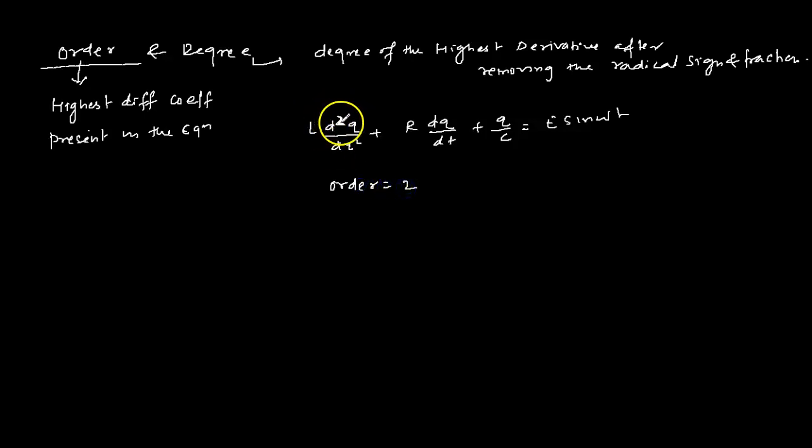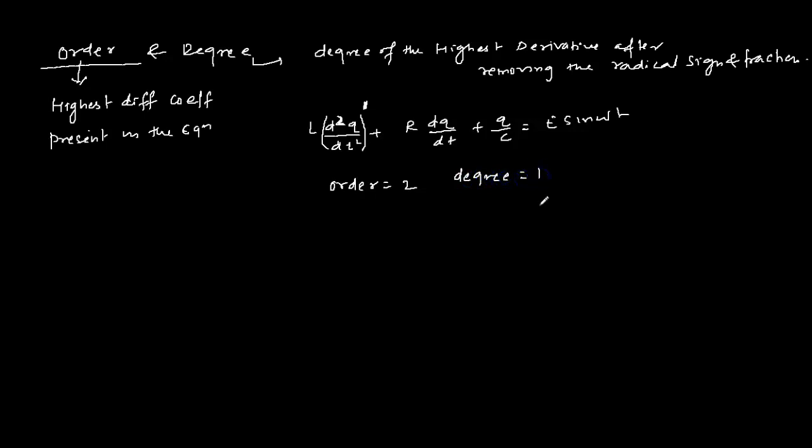How much is the maximum differentiation? And for that maximum differentiation, how much power is there? The total power is called the degree. Here no power is there, so it is 1. So degree is equal to 1.